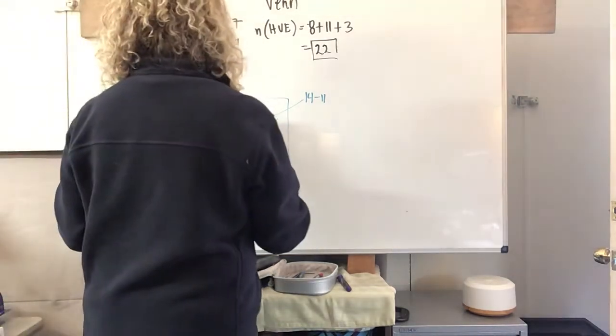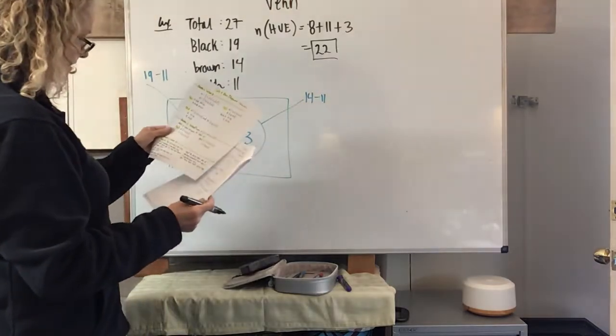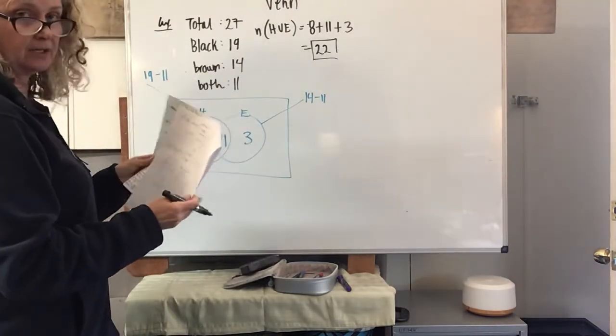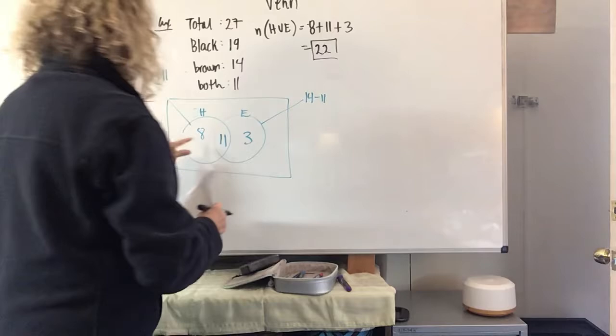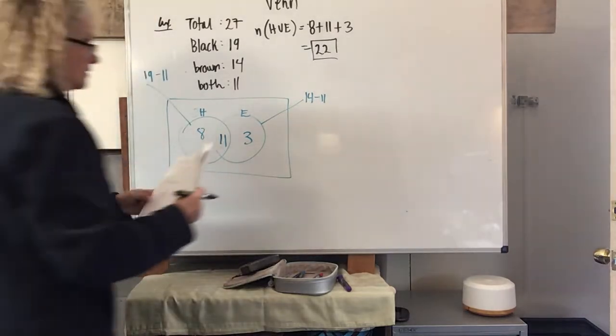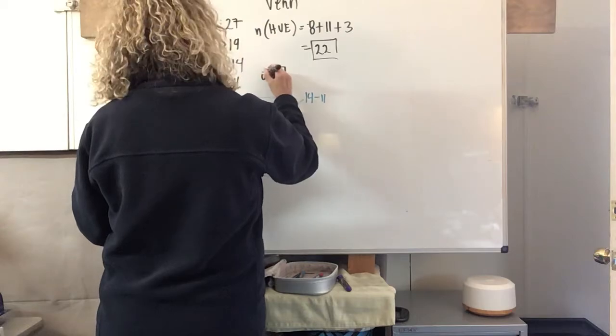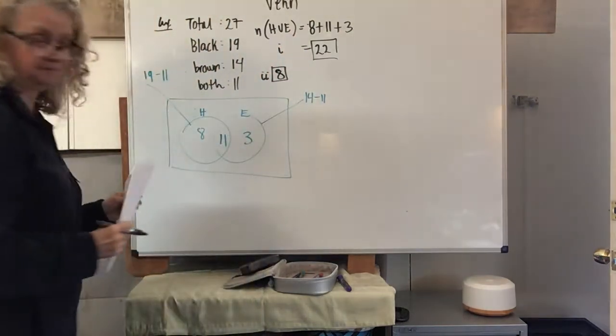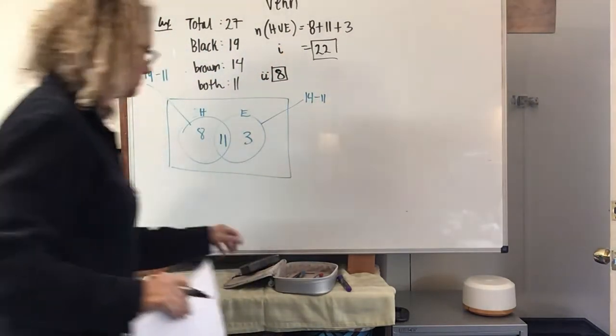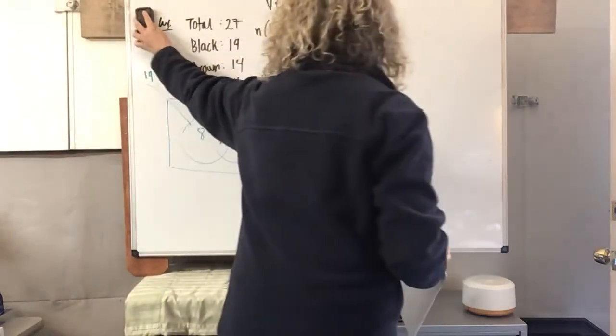Then the second part of the problem asks, how many have black hair but not brown eyes? And you look at your Venn diagram and you can see that would be 8 for our second answer. And now we're going to go to our final example.